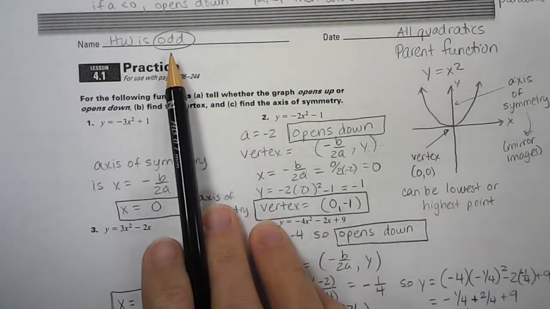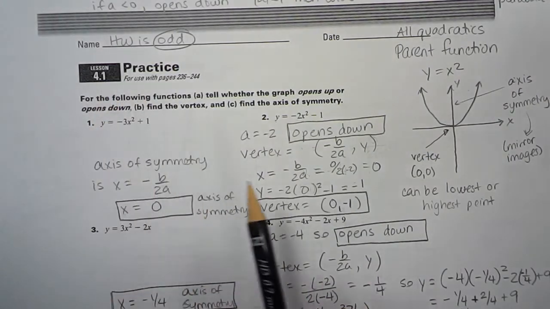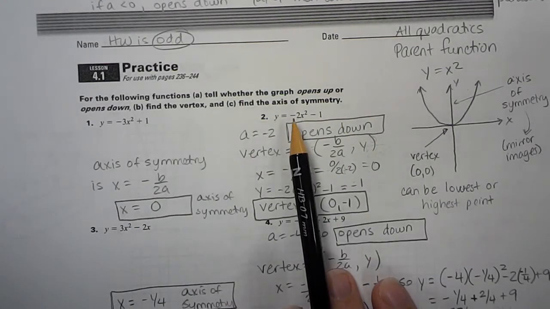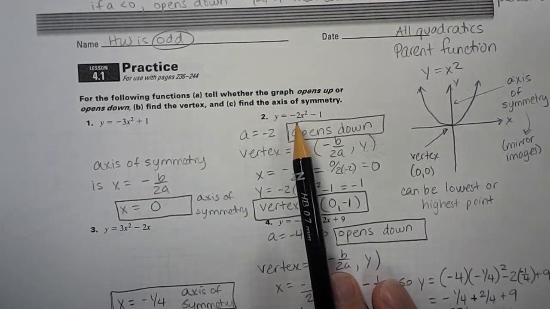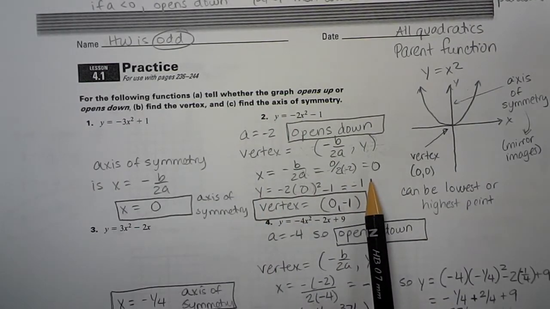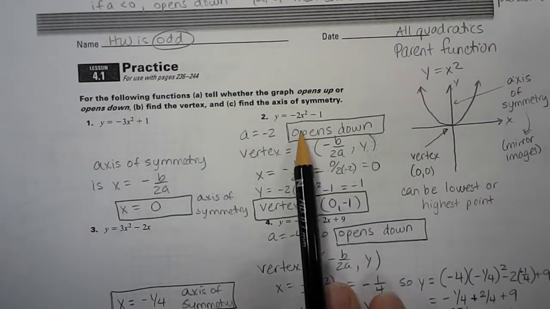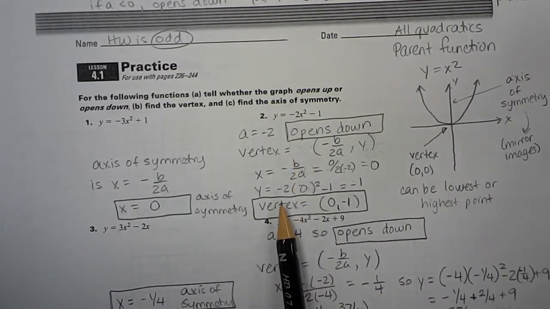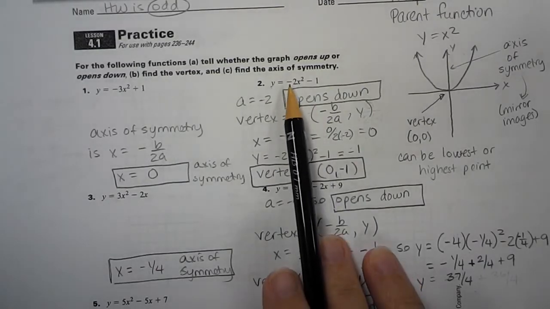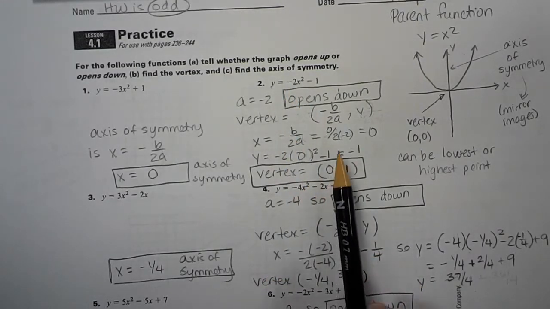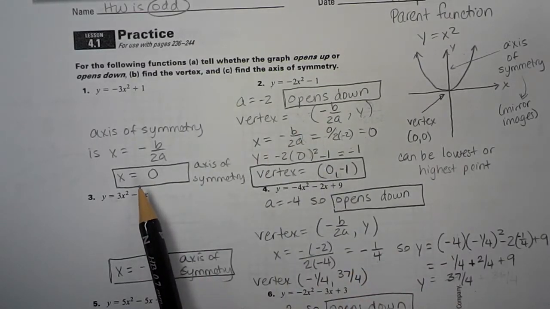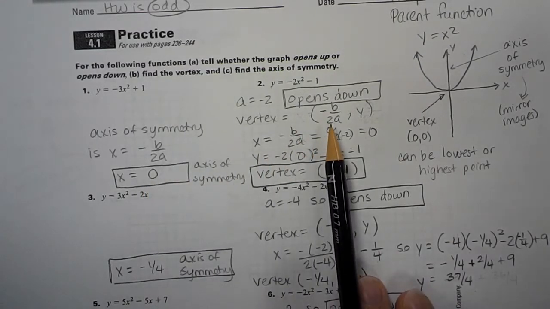By the way, your homework is the odds for 4.1. So when I do my calculation for my axis of symmetry, I just take the negative of the b value. There's no b here, there's no x term. So b happens to be 0, which makes it easy. x is 0. When you plug your x value back into the formula, you see that the y value is negative 1. So we already know that it opens down because of the negative. We know our vertex by doing our calculation, and we know our axis of symmetry because it's the same as our x value from the calculation.